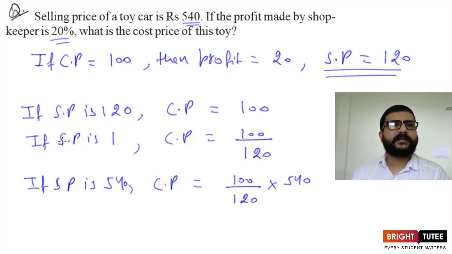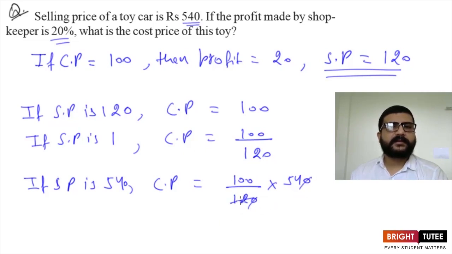So here we have seen if SP is rupees 1, then CP is 100 upon 120. And if SP is 540, then CP will be 100 upon 120 into 540. Now we just have to simplify this. We can cancel this 0 with this.